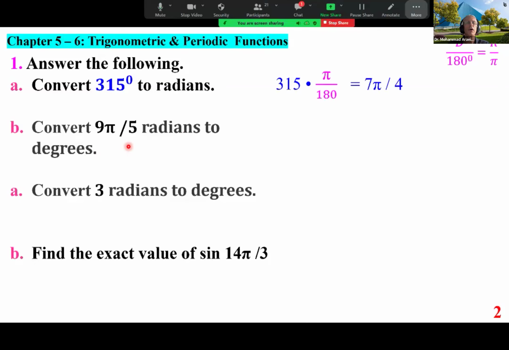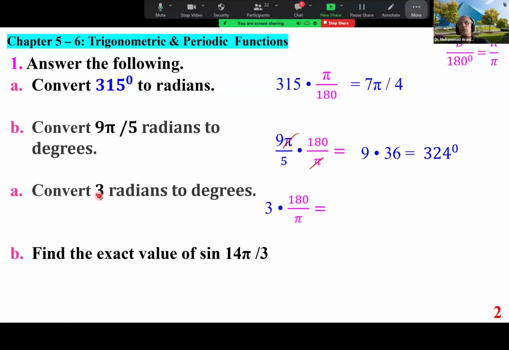Convert 9 pi over 5 radians to degrees. You multiply by the reciprocal of that, 180 over pi, and the pi cancels out. You do the rest, and you have 324 degrees. Convert 3 radians to degrees: you multiply it by 180 over pi, 540 over pi. This is a precise answer, and you can go with the decimal representation. Normally we go with two decimals.